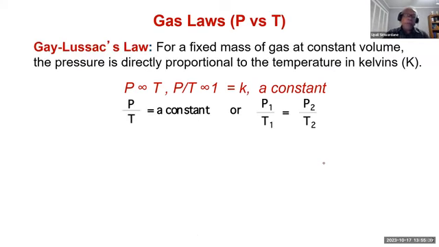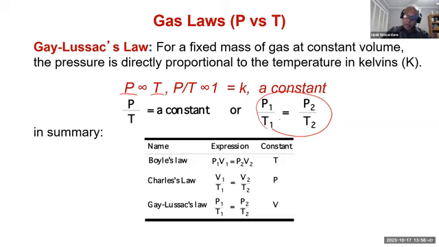Gay-Lussac law is the third law. When the pressure and Kelvin temperature are looked upon, while the volume and number of moles are held constant, you get something similar to Charles law. Charles law is V1 divided by T1 is equal to V2 divided by T2. Gay-Lussac law has pressure in place of volume. So Gay-Lussac law is similar to Charles law, direct proportionality of pressure versus Kelvin temperature. You can do calculations just like you've done for Charles law.